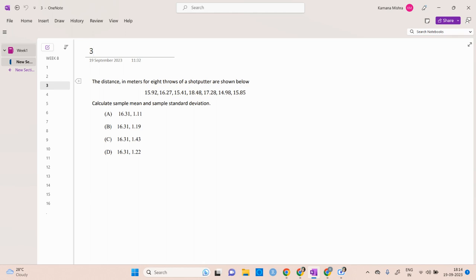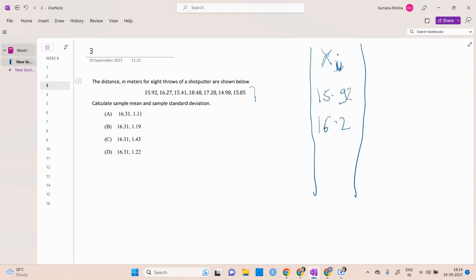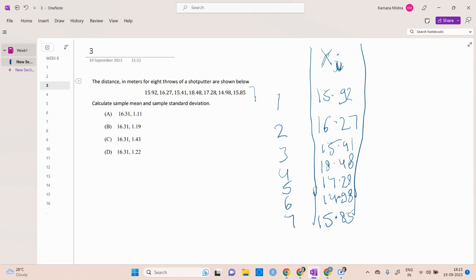that we need to find the sample mean and sample standard deviation. So if this is the sample, and let's just say we are denoting the sample by xi, we have this sample: 15.92, 16.27, 15.41, 15.48, 17.28, 14.98, and 15.8. So we have 1, 2, 3, 4, 5, 6, 7. So we have seven observations.